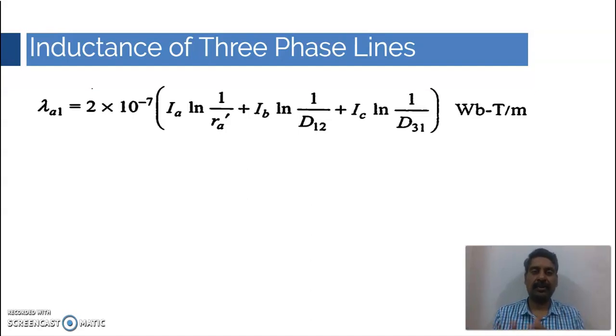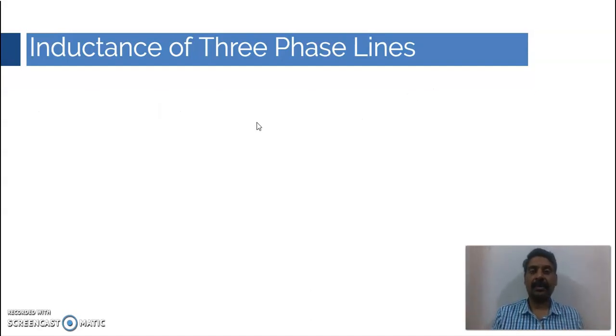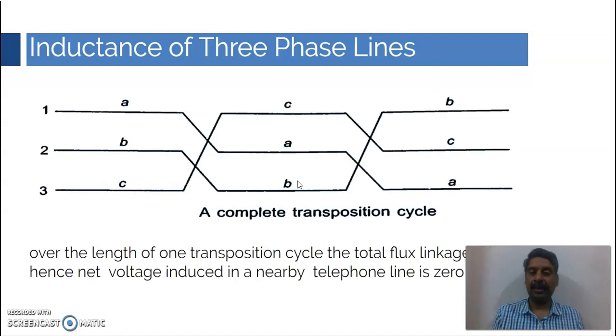I hope at least a few people have already written the expression for lambda A2. We are calculating the flux linkage with conductor A only, but now the position has changed from position 1 to position 2, so it is lambda A2. Lambda A2 can be written as 2 into 10 power minus 7 into the current IA natural logarithm 1 by RA dash, which remains the same. What about IB? When conductor A is in position 2, conductor B is now in position 3. You can look at the diagram.